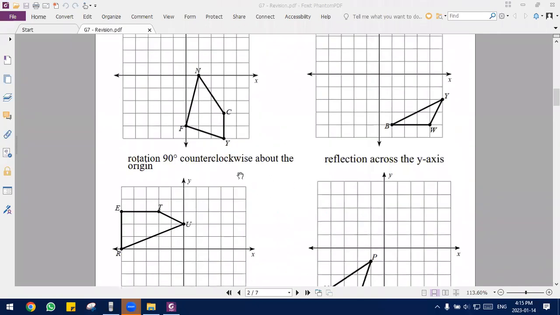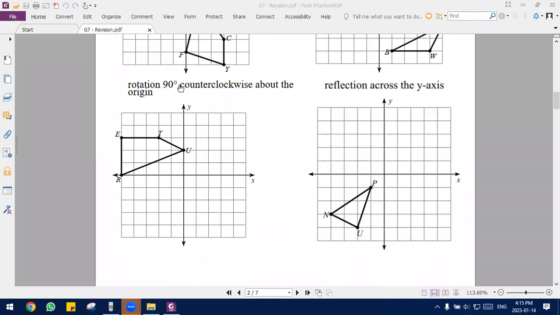Okay, next one. It says rotation 90 degrees counterclockwise. Again, we write it on the board and then I ask you to memorize it. So the mapping notation here is x, y. Always we start with x and y. It means the point that we have. So x and y should be, now what's the mapping notation? -y, x.